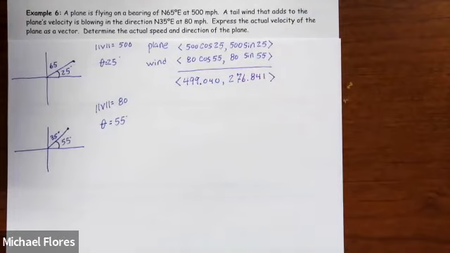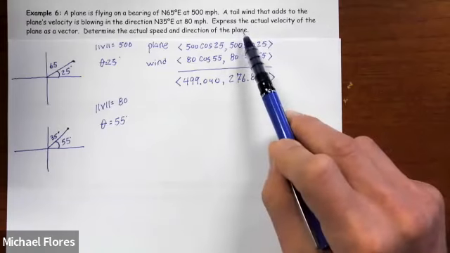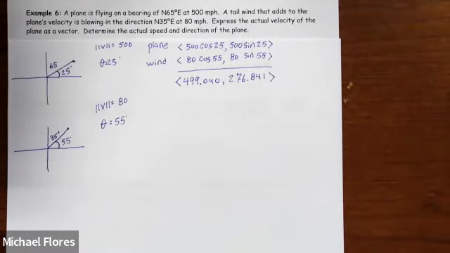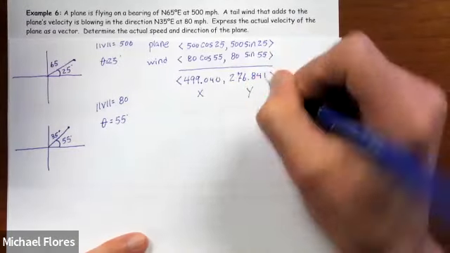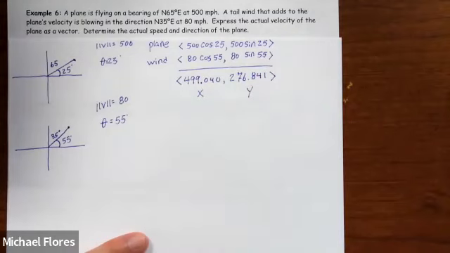We now have a resultant vector, but wait, we are not done. Now we have to express the actual velocity of the plane as a vector, which we just did. But then we have to determine the actual speed and direction of the plane. Here's how we do it. With our resultant vector, that is our x value, that is our y value.